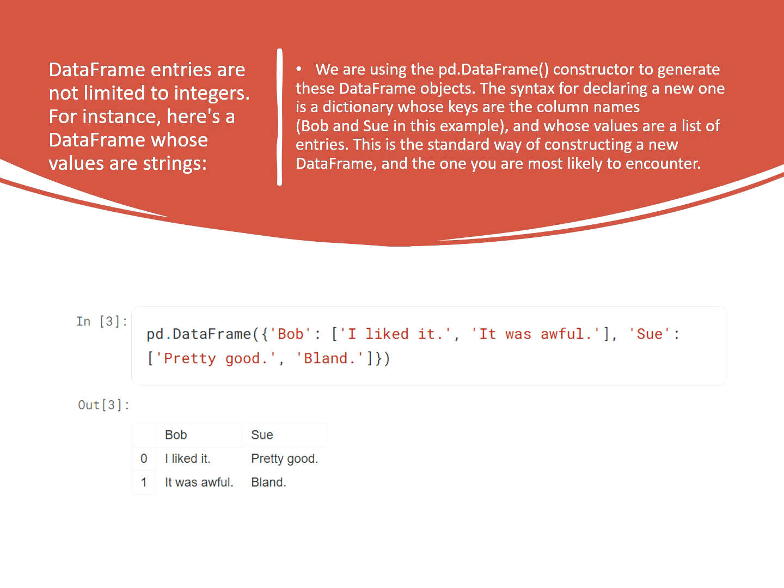So when you print this line of code, the output will be this DataFrame or this table with two columns, Bob and Sue, and two rows labeled 0, 1. So the 0 Bob entry is 'I like it,' the 0 Sue entry is 'Pretty good,' the 1 Bob entry is 'It was awful,' and the 1 Sue entry is 'Bland.' So this may be a survey about food, different kinds of food. For the first food, Bob said 'I like it.' For the second dish, Bob said 'It was awful.' So this is the table outcome of this line of code.